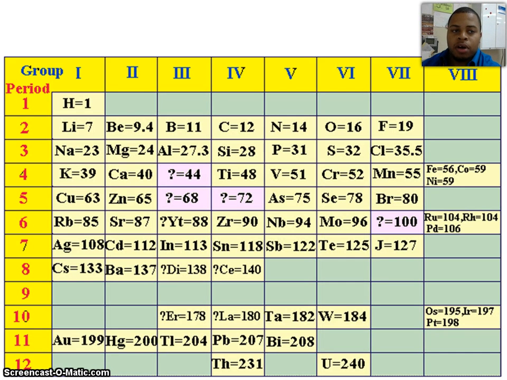Here is a picture of the periodic table as Mendeleev saw it. You notice these spots where there are question marks. He knew that there was something supposed to be there between these lists, but he just wasn't sure where.